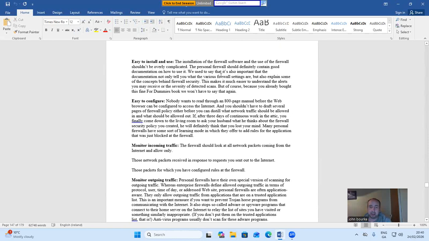We used to say that it's also important that the documentation not only tell you what the various firewall settings are, but also explain some of the concepts behind firewall security. This makes it much easier to understand the alerts you may receive or the severity of dedicated scans. But of course, because you already bought this For Dummies book, we don't have to say that again.